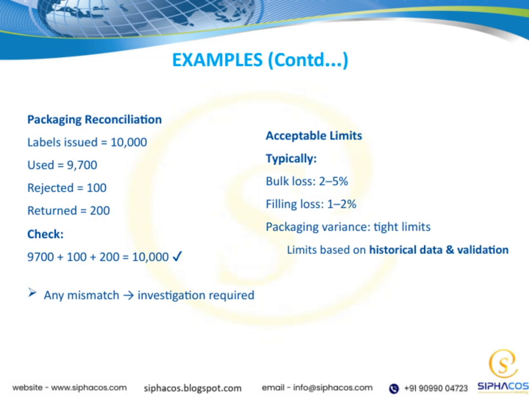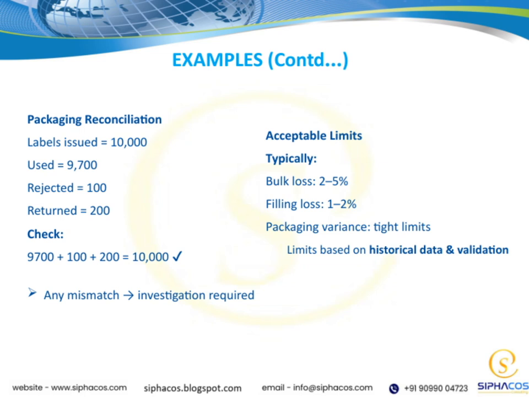Now let's take a closer look at acceptable limits. Typically for bulk loss, we expect around 2 to 5%. For filling loss, it's generally between 1 and 2%. And when it comes to packaging variance, we aim for tight limits to ensure consistency. These limits are not arbitrary. They are based on historical data and thorough validation processes, which help us maintain quality and control.